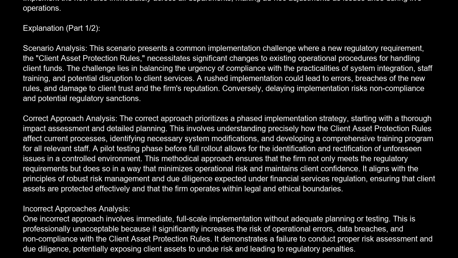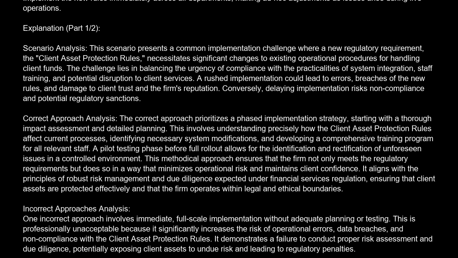Correct approach analysis. The correct approach prioritizes a phased implementation strategy, starting with a thorough impact assessment and detailed planning. This involves understanding precisely how the client asset protection rules affect current processes, identifying necessary system modifications, and developing a comprehensive training program for all relevant staff. A pilot testing phase before full rollout allows for the identification and rectification of unforeseen issues in a controlled environment.